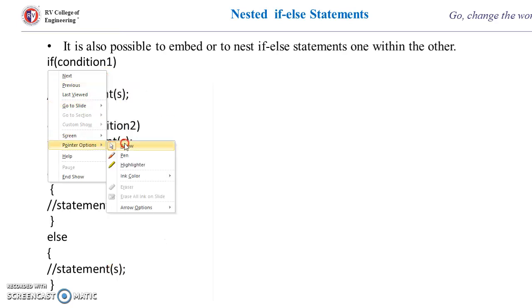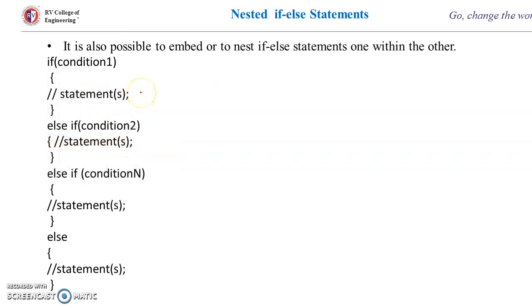Here in nested if else, we are checking condition 1. If this is true, this statement will be printed. Then we are checking one more condition, so we write else if condition 2, and this will be printed. Then another condition, else if condition n, so this statement will be printed, and at the end the else part, this statement will be executed.